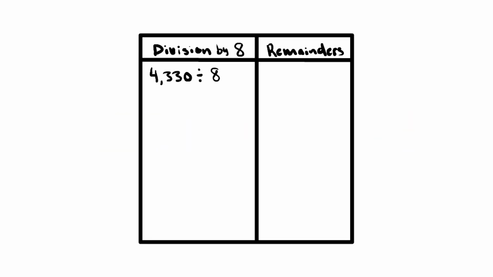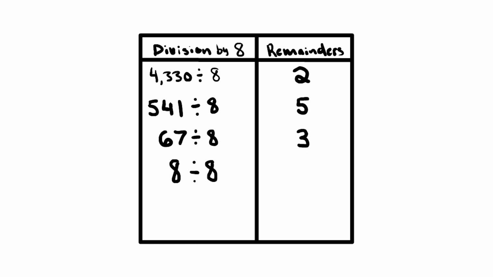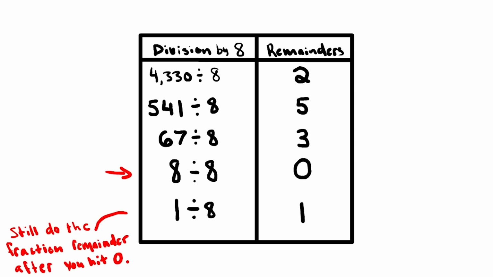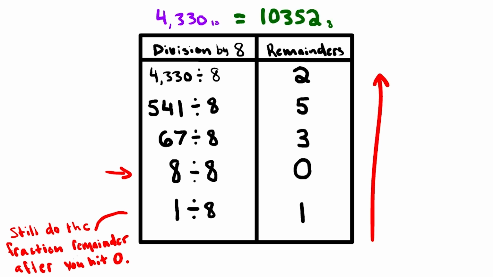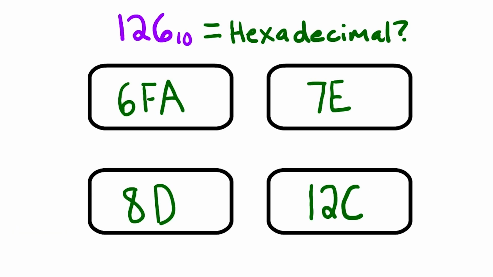Well, let's look at our table. 4,330 has a remainder of 2, 541 has a remainder of 5, 67 has a remainder of 3, 8 has no remainders, and 1 has a remainder of 1. We must stop here because we've hit 0. Now, collecting from bottom up, the octal number is 10352.